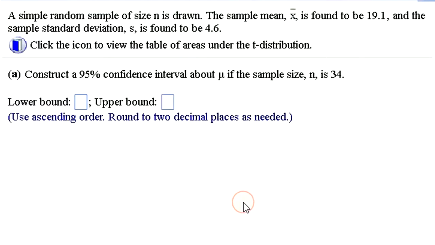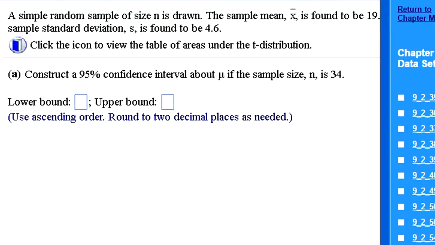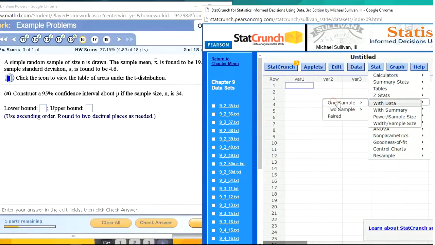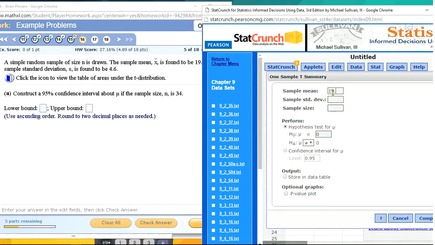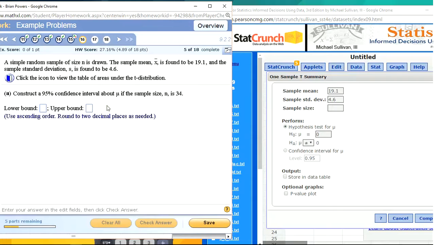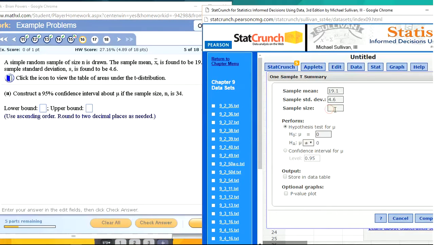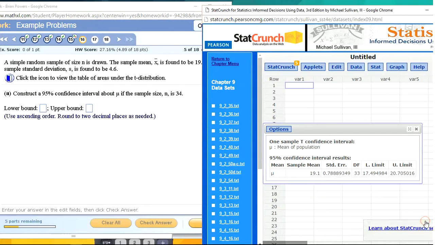A simple random sample is drawn. The sample mean is 19.1. The sample standard deviation is 4.6. So let's do another practice making a confidence interval, so you can just see how it's done. One sample with summary data. Sample mean 19.1, sample standard deviation 4.6, from a sample size of 34. And I'm going to create a confidence interval at 95%.